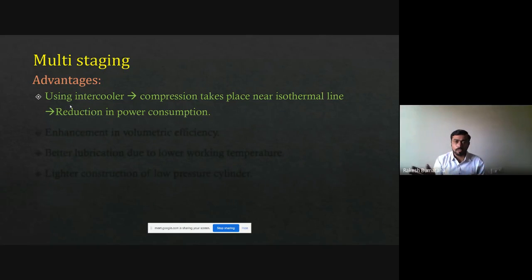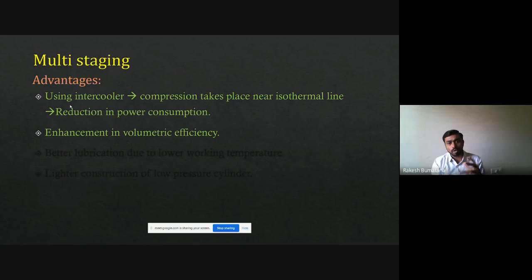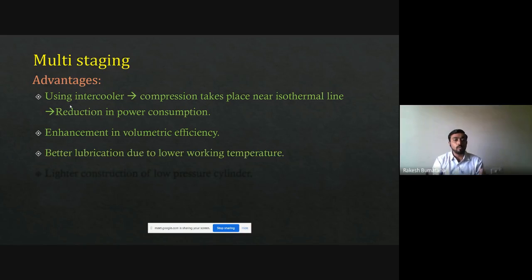By using the intercooler, we are trying to get a process near isothermal, right? And due to that, the power consumption of the compressor gets reduced. Another advantage is enhanced volumetric efficiency. The volumetric efficiency also gets enhanced. Then there is better lubrication due to lower working temperature, because we are using an intercooler, so the cylinder wall gets cooled, and due to that lower temperature, the lubricant will function in better condition.